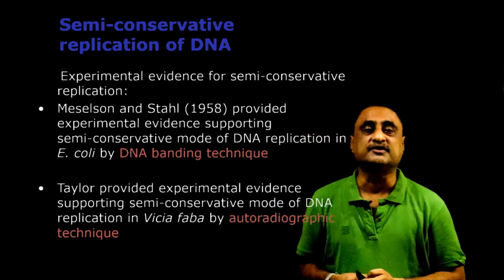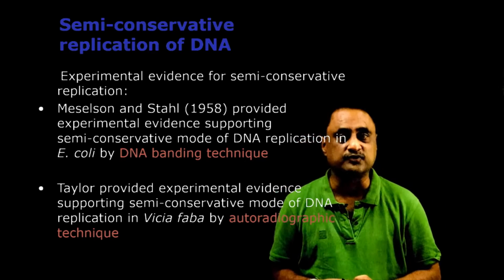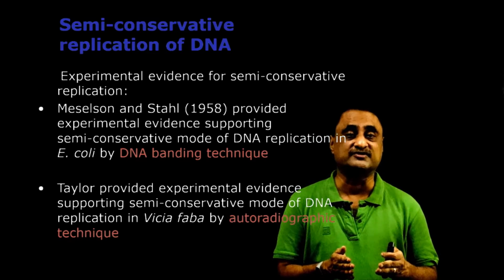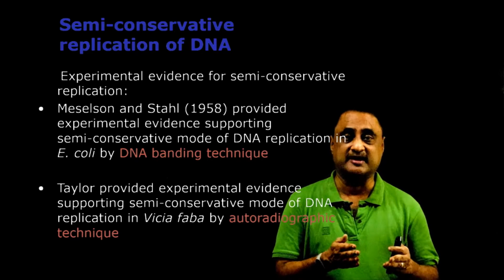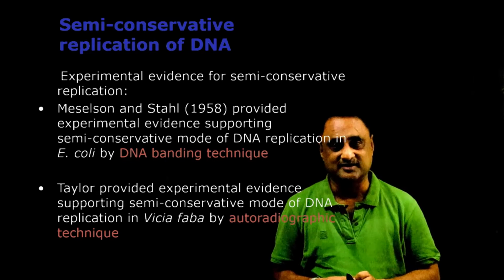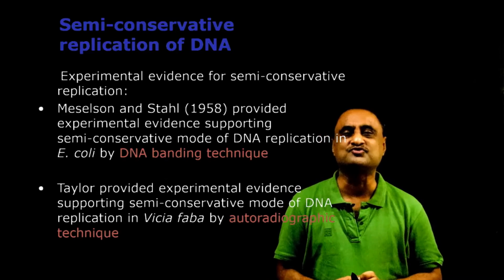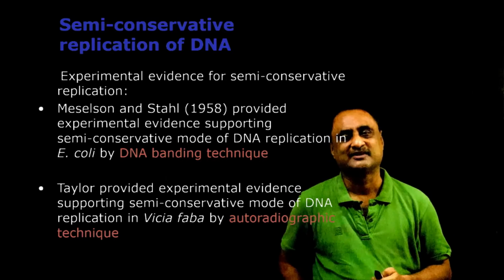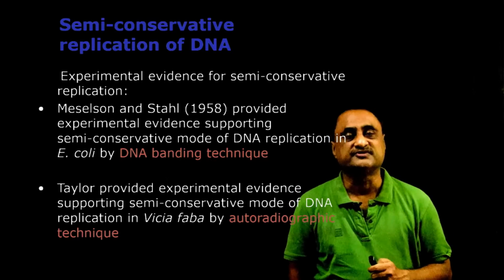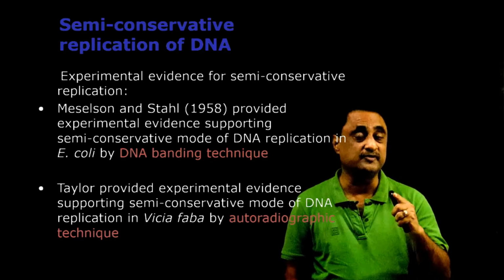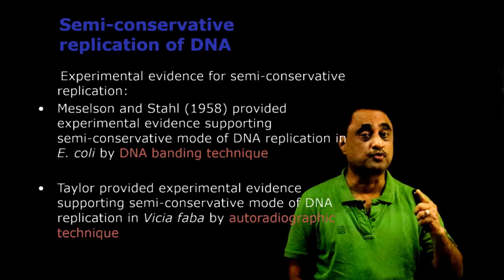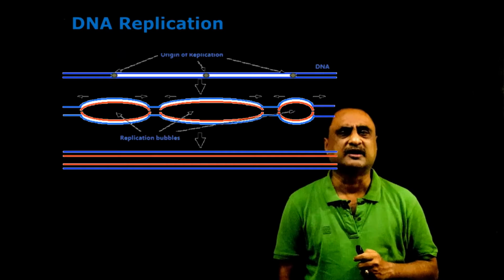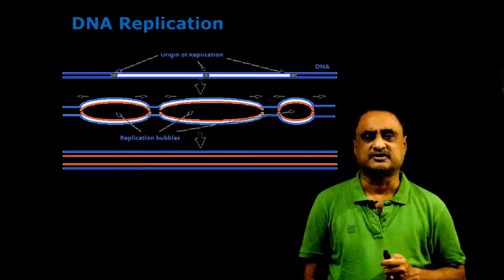Similarly, in case of eukaryotes, it was J. Taylor who proved that DNA replication is semi-conservative, and his experimental plant was Vicia faba. These two names you need to remember as far as competitive exams or NEET is concerned. We will be talking about the semi-conservative mode of replication with reference to prokaryotes, not eukaryotes. Prokaryote is simpler, so first we will learn how replication occurs there.